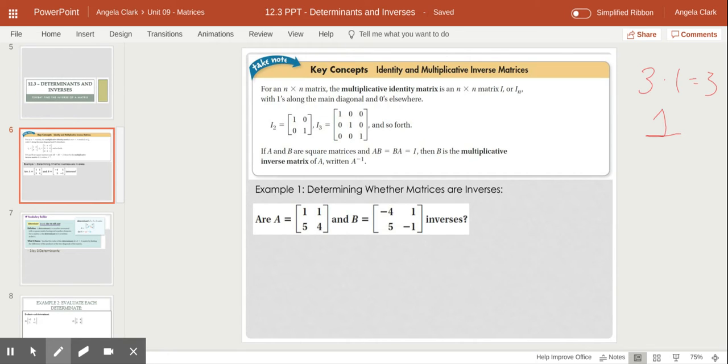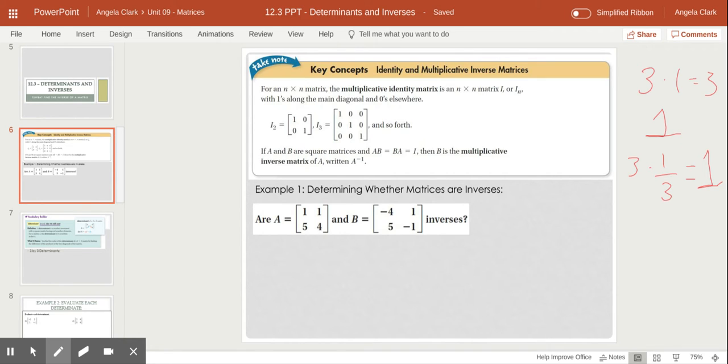Another feature of multiplicative identities is that when you multiply two things that are inverses, you get the multiplicative identity. So 3 times 1/3 is 1. 5 times 1/5 is 1, right? If I multiply two inverses together, I'm going to get 1 because it's the multiplicative identity.